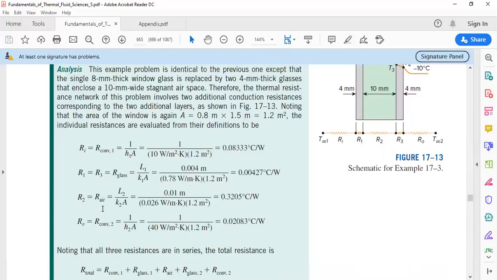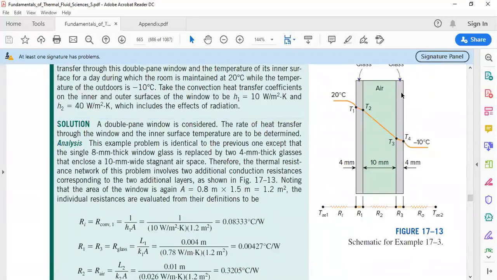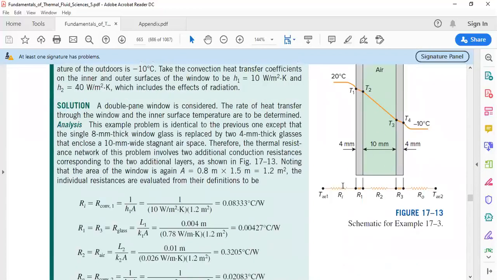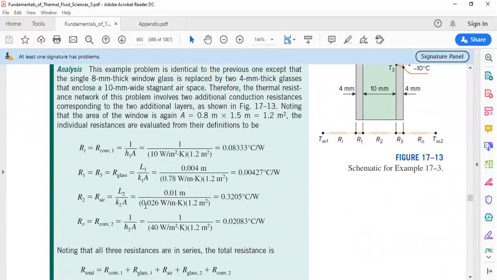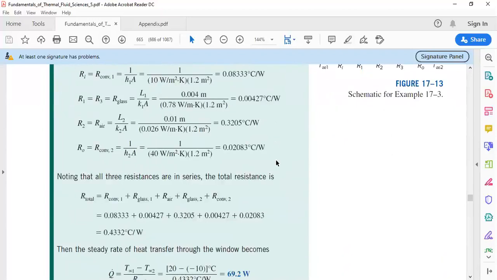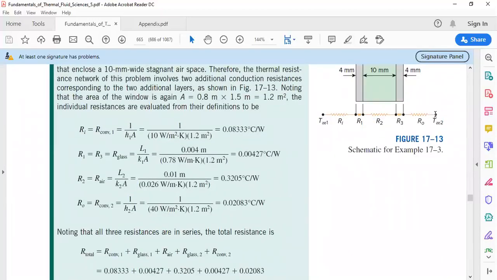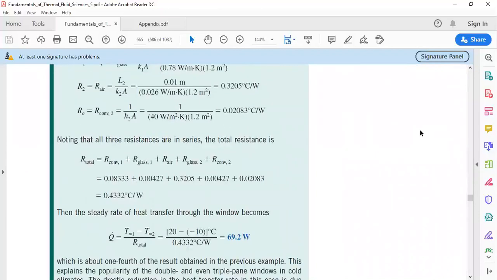R2 is the R air. R1 is equal to R3 since they are identical, same thermal conductivity, same thickness, and same area. The area is simply the 0.8 height times the 1.5 width. That's the area here. That's used in all these resistances since they are in series. So it equals 1.2 meters squared. The total thermal resistance is simply the sum of these resistances since they are in series.